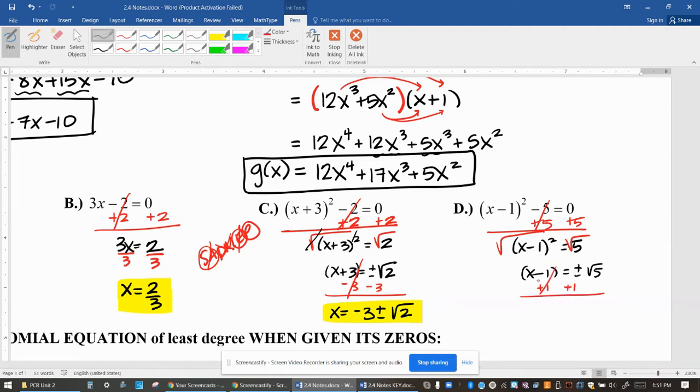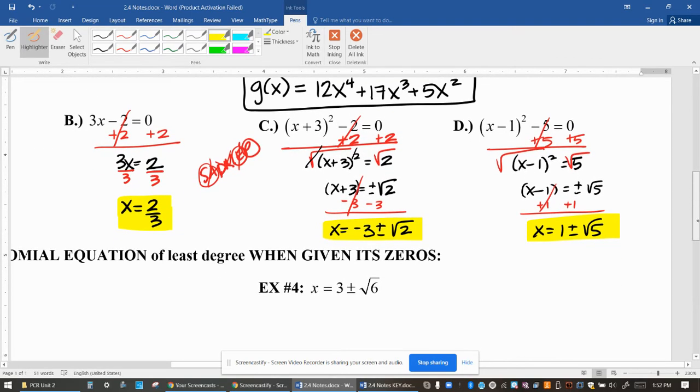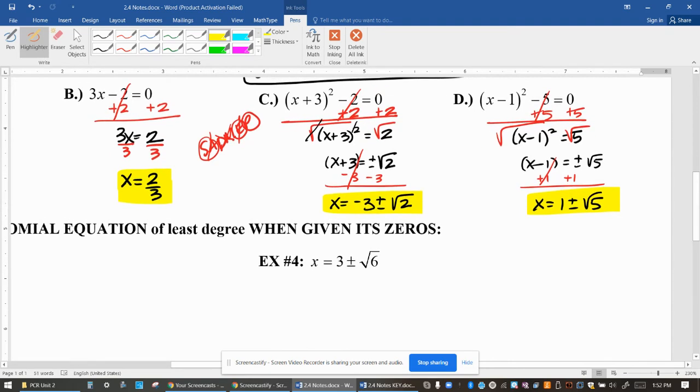Okay, I hope you didn't cheat. So your 2 solutions are going to be 1 plus √5 and 1 minus √5. Now, why did we go over that? It might seem so simple to you. Well, the reason you have to remember how to solve is because now we're going to go backwards.